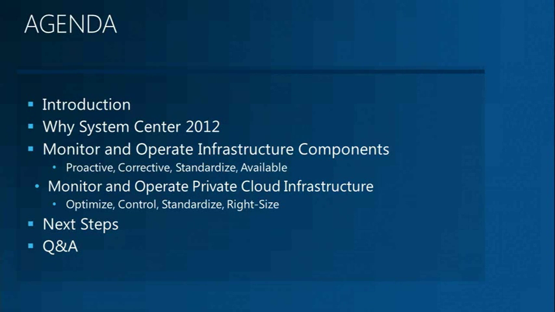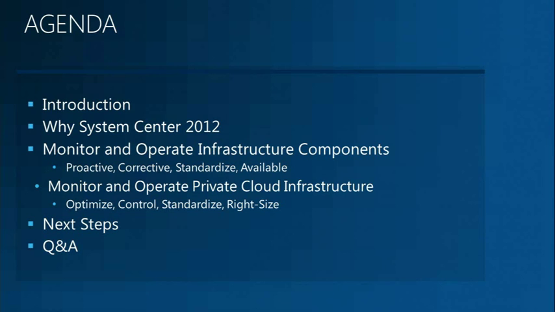So we're going to go through, in this session, two pieces, and it's going to break it down into two sections. The first section is your infrastructure components, the physical devices. What types of things do you do to make sure that they are running the right way? How do you monitor them and ensure that they're getting the resources that you need?